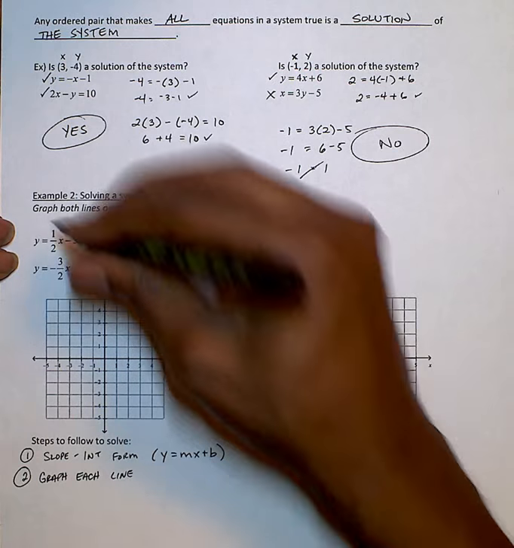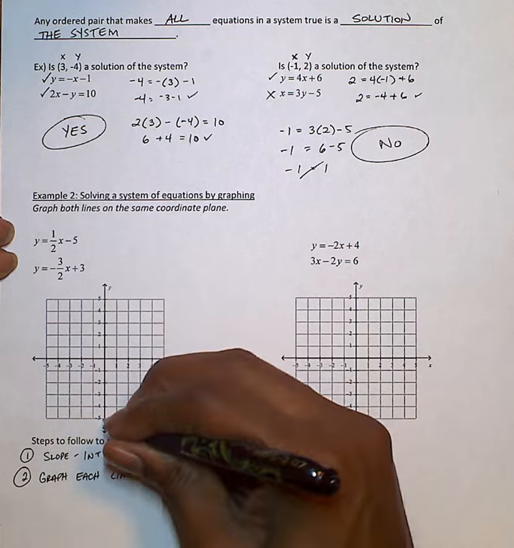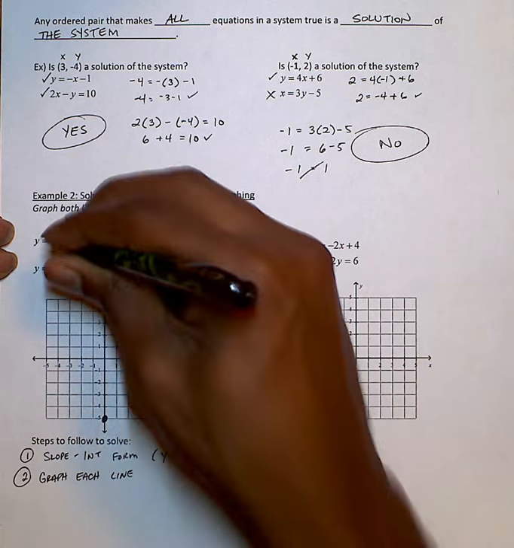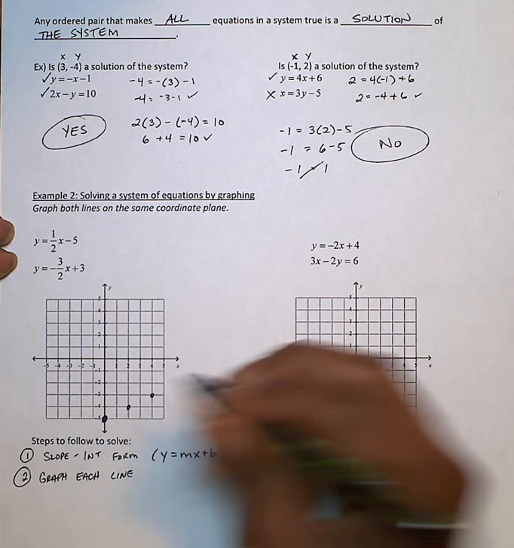So I'm going to graph this first one. I have 1/2 x minus 5. Negative 5 is my y-intercept. That's where I'll start. 1/2 means I rise 1, run 2. Rise 1, run 2. Okay.